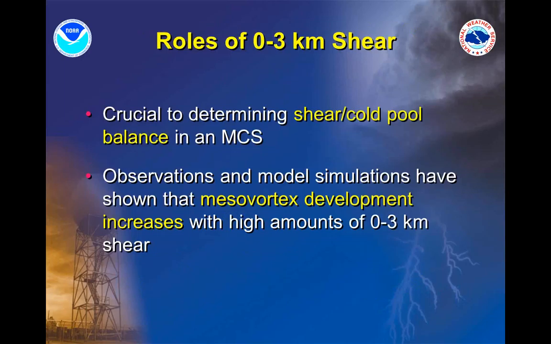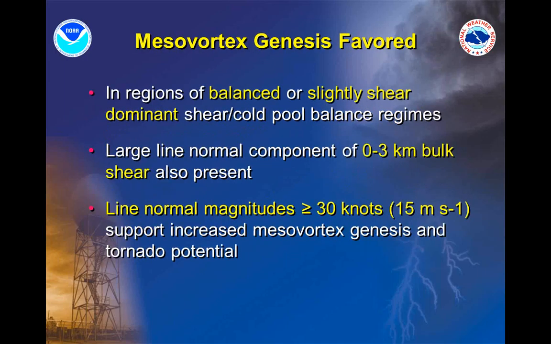Again, your 0 to 3 kilometer shear is crucial to determining the shear cold pool balance of an MCS. It's really one half of the equation. You've got the environmental shear side of the equation, and you've also got the cold pool side of the equation. We're going to look at that a little more in depth shortly. I will say that observations and model simulations have also shown that mesovortex development tends to increase with increasing amounts of 0 to 3 kilometer shear. Again, a lot of the research in the past has focused more on the magnitudes, but we're going to be looking a little heavier into the line normal components of this.